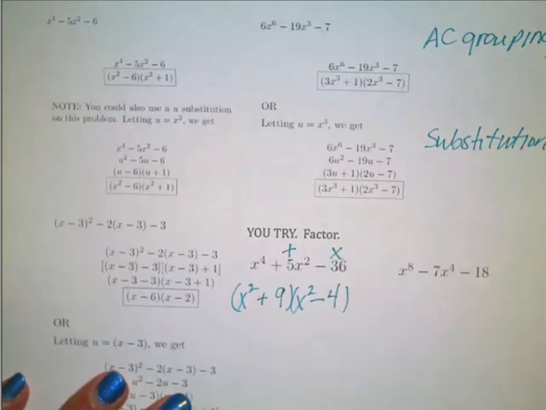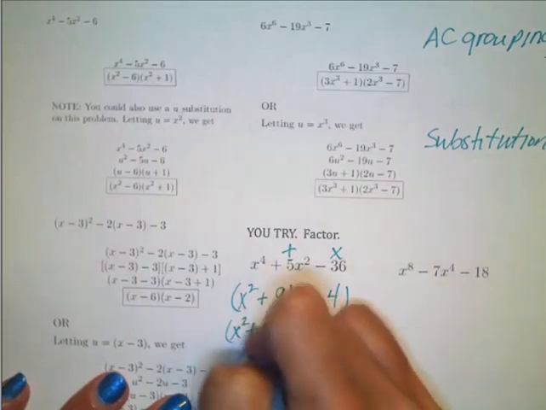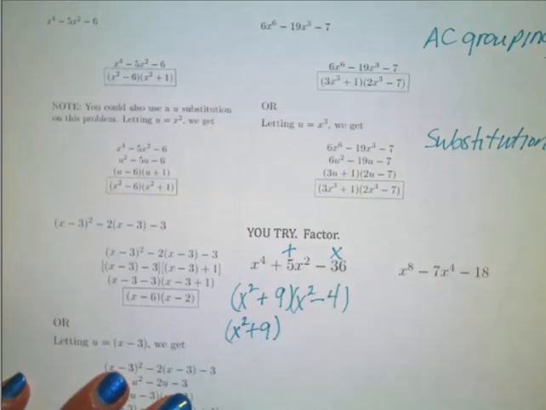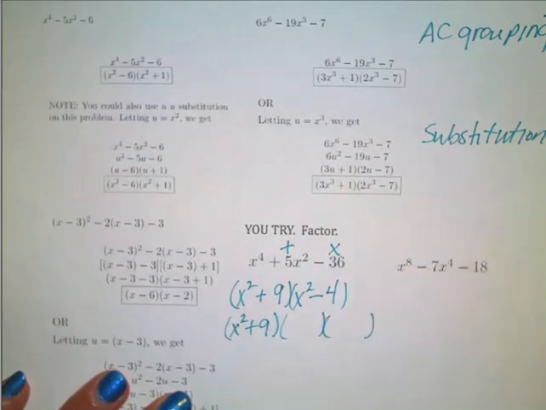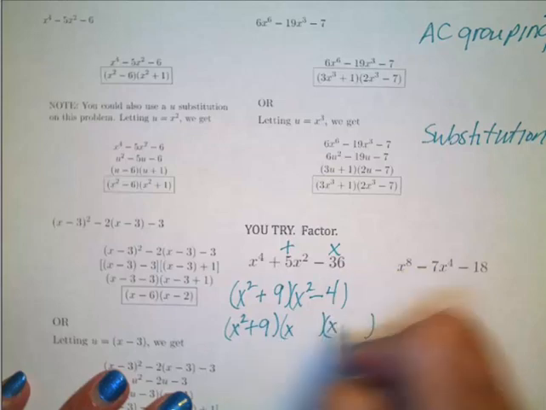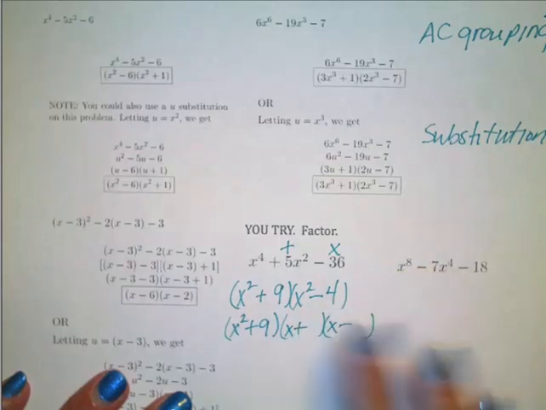Uh-oh. X squared minus 4 is a difference of 2 perfect squares. This is not a difference, so it cannot be factored. It's also not a cube, so okay, it's prime, I keep it that way. So I make my 2 sets of parentheses. How do I get x squared? X and x. One's a plus, one's a minus. Perfect square of 4 is 2. Done.